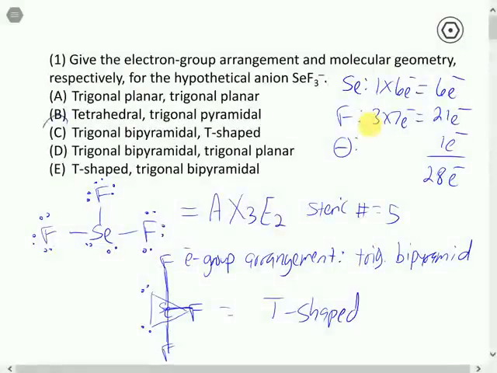is choice C. So if you see an electron group arrangement, that's going to be one of those 5 basic shapes. And then if you see molecular shape or molecular geometry, you have to take into consideration the lone pairs as well. Was there a question over here? Or did I answer it?